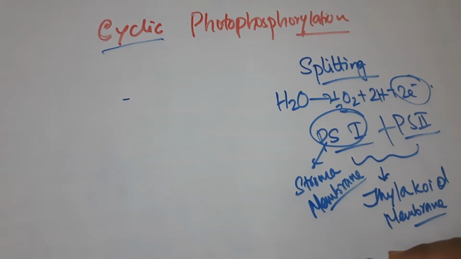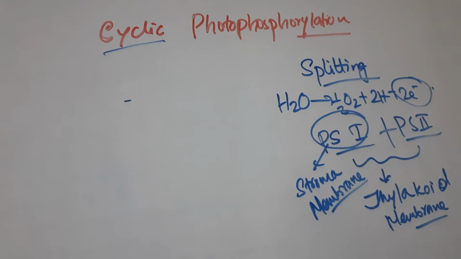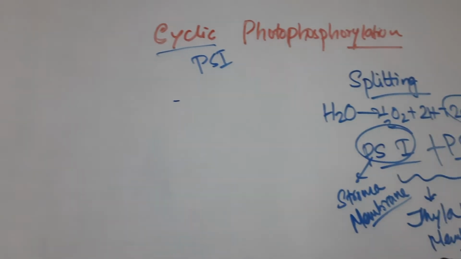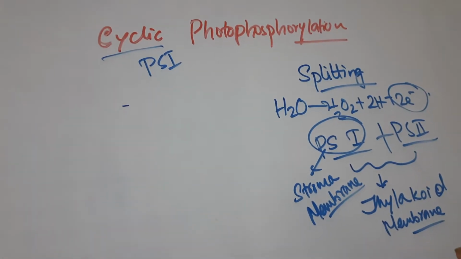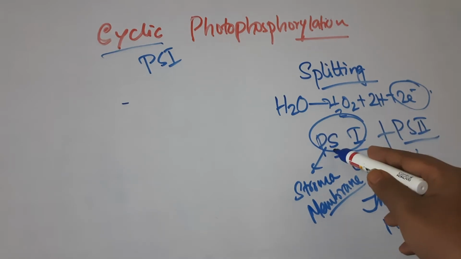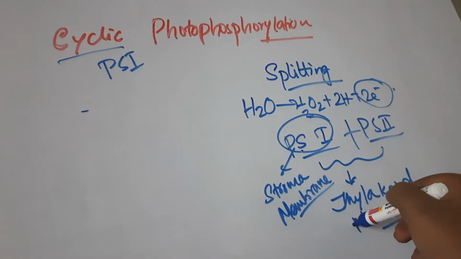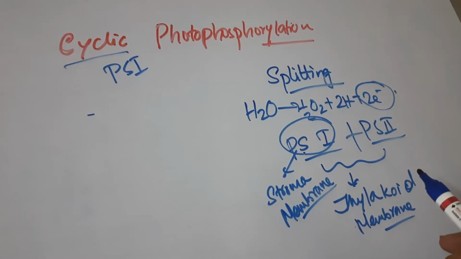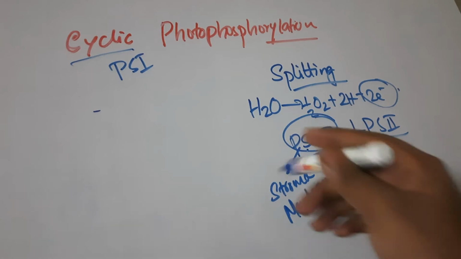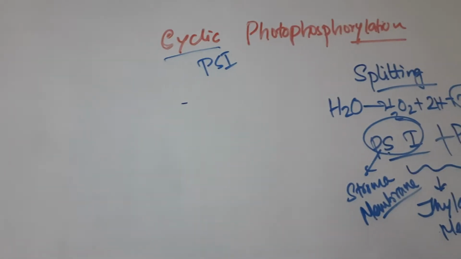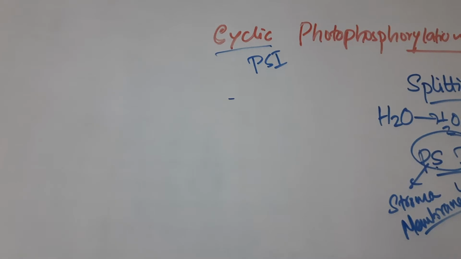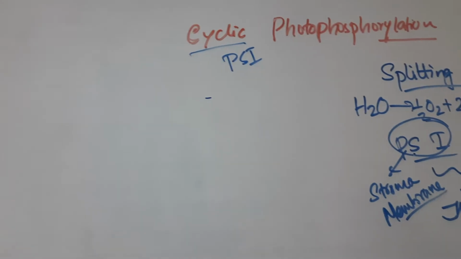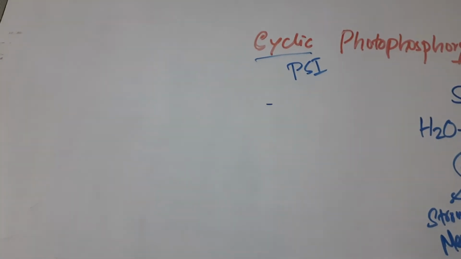So from here one thing we can tell, that as cyclic phosphorylation involves only PS1, it can take place in the stroma membrane and also in the thylakoid membrane. Is this clear? Now I am going to explain how cyclic phosphorylation happens. Splitting is over. You can pause it and view about this.